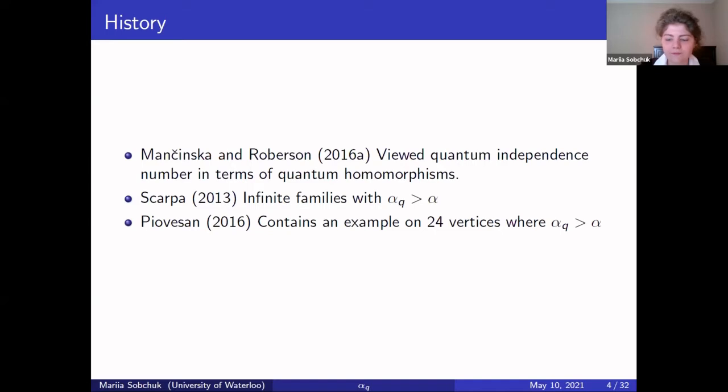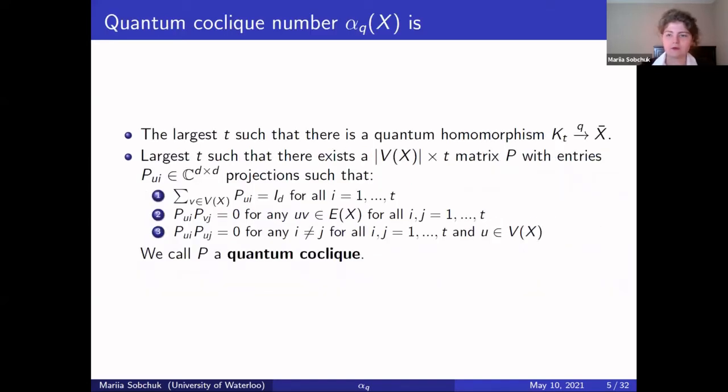Let's see what this quantum independence number is, in fact. First, recall that we can think of the classical independence number in terms of homomorphisms. Alpha is the largest integer t such that there is a classical homomorphism from the complete graph on t vertices into the complement of our graph. Once we remove the word classical and put the word quantum, like Mančinska and Roberson did, then we get this quantum independence quantity.